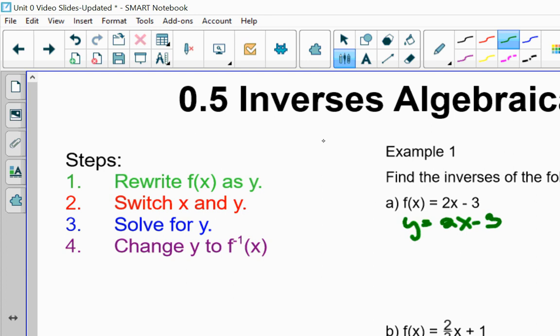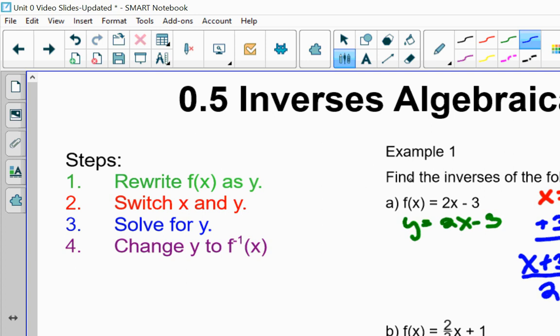Our next step, you want to switch x and y. So now I'm going to rewrite this where instead of y equals, x equals, and instead of 2x, it's 2y minus 3. And then we solve for y. So I need to get rid of that 3 by adding 3 to both sides. X plus 3 equals 2y.